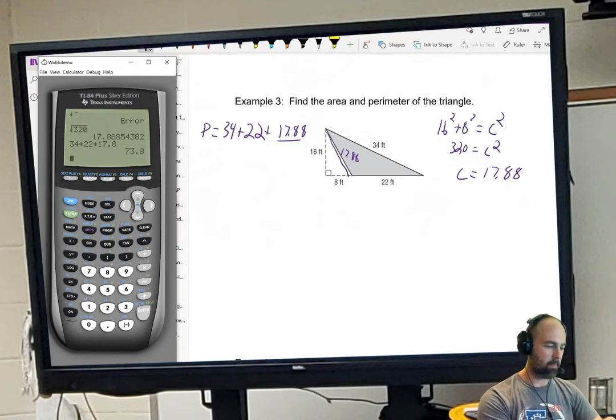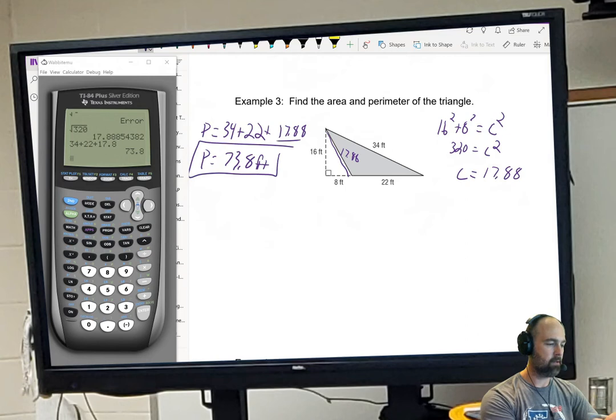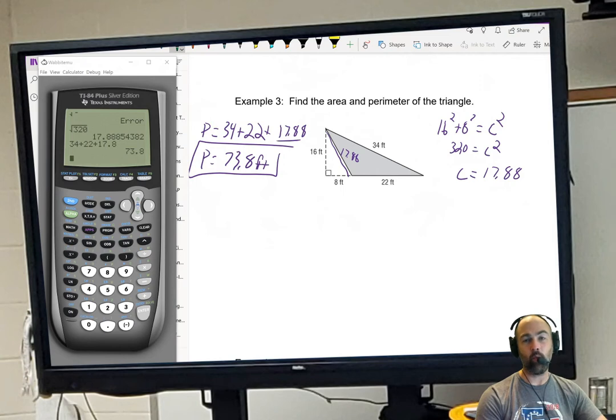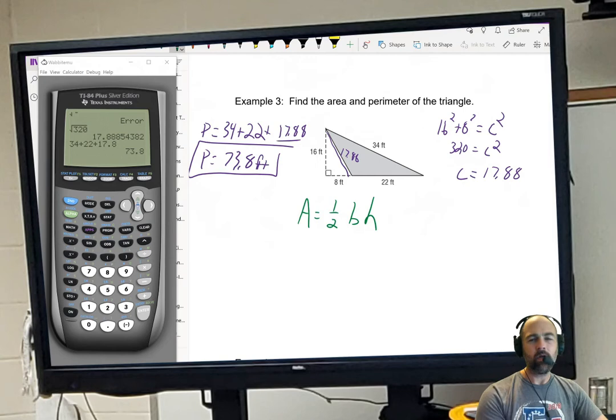All right, perimeter is 73.8, and that is feet. Okay, now for area. Area is just base times height. So I need to find 1/2 base times height. So what I need to do is find one side that I also have a perpendicular or an altitude to it. It looks like the only perpendicular that I have listed here is this angle in the bottom corner, which means that I can use my 16 as the height and then 22 as my base.